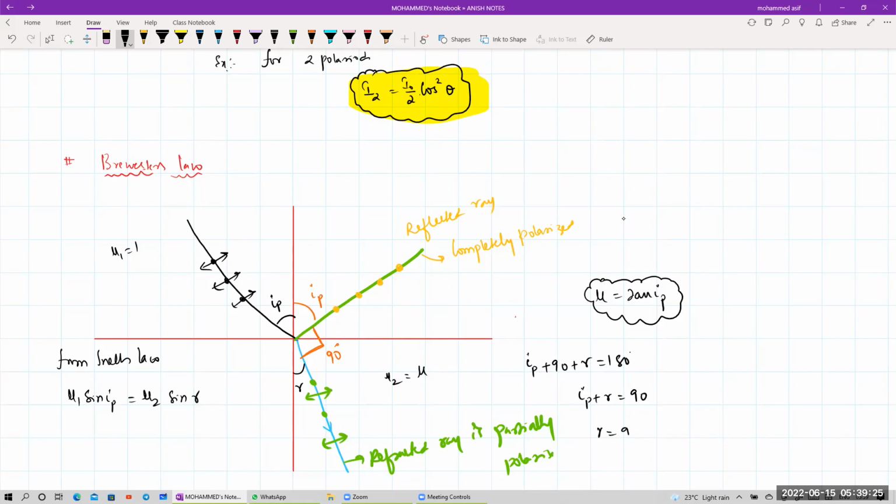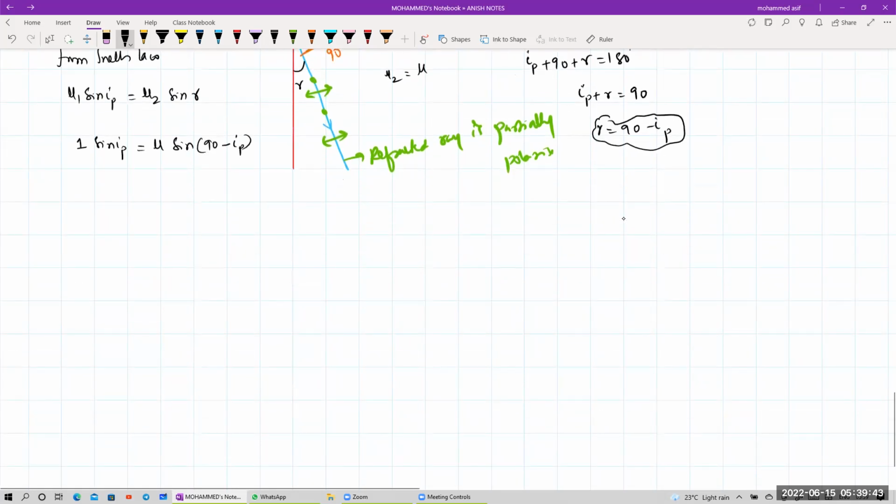So r will be equal to 90 minus i_p. Substituting this value here: mu1 into sine i_p is equal to mu2 into sine r, where r is equal to 90 minus i_p. Sine of 90 minus theta is cos theta. So this will be equal to mu into cos i_p. So mu is equal to sine by cos, that will be equal to tan of i_p.